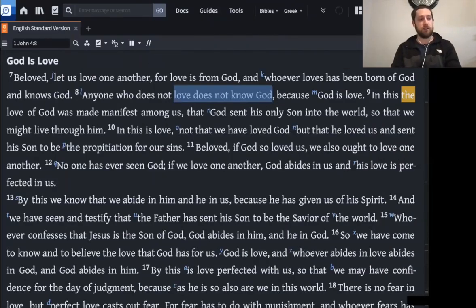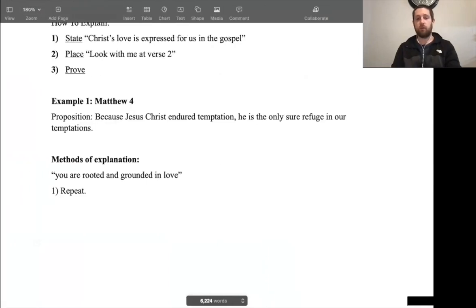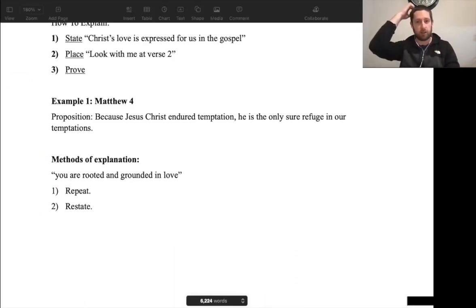Number 2 is we can restate what's in the text. So we can say it in a different way. If we're using rooted and grounded in love, Paul is using 2 pictures. He's using rooted, which is like a plant, and grounded. You could say he laid the foundation. It's like a building. So if we wanted to restate it, we could say that Christ made us secure in love. That's the picture. I'm saying what's in the text, I'm just saying it a little bit of a different way. I'm summarizing it.